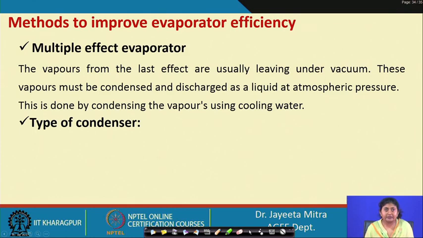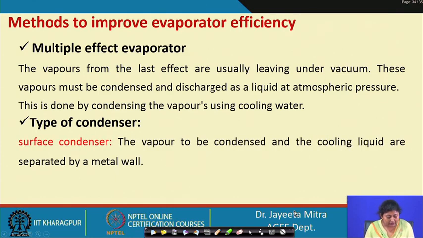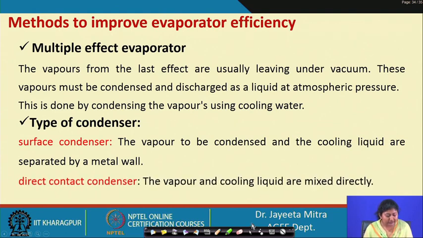Now, if we look into the type of condenser, there is the surface condenser. That means a heat exchange surface is provided, on one side of which there is steam and on the other side there is a liquid. So, the vapor to be condensed and the cooling liquid are separated by a metal wall. The other method is the direct contact condenser, where the vapor and the cooling liquid are mixed directly.